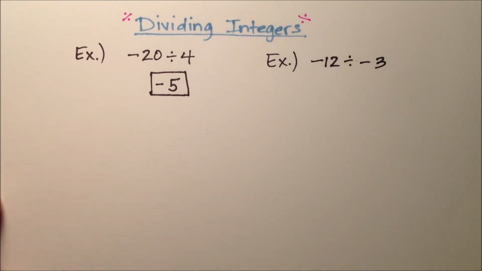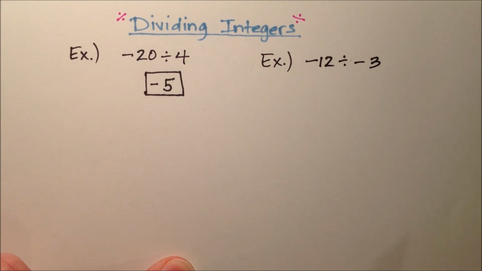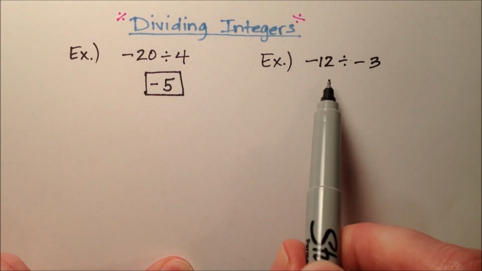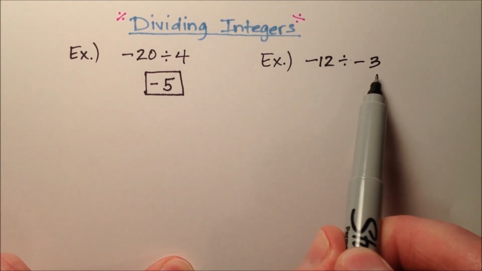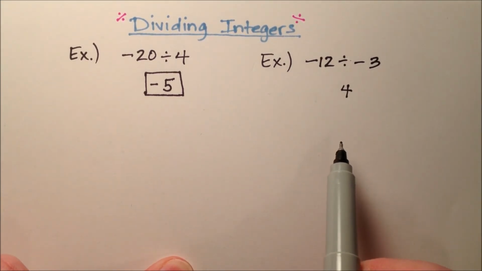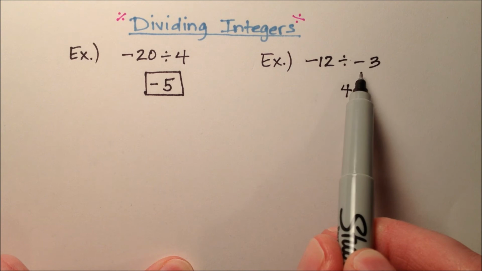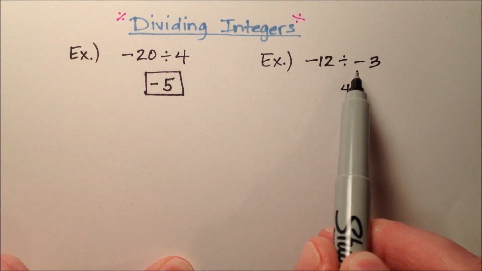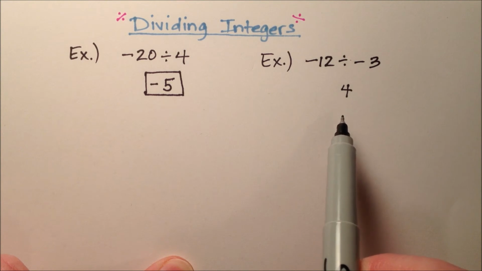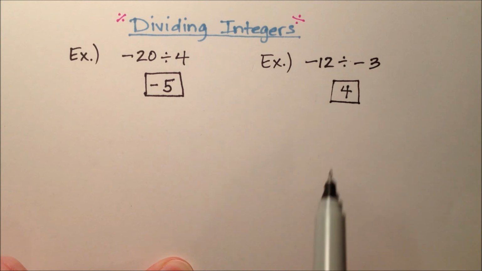Our next example is a negative 12 divided by a negative 3. So the first part of this is just to take the whole parts, 12 divided by 3. And this answer is going to be 4. Now we need to consider how many negative signs there are. In this problem, it's a negative divided by a negative, which means there's an even number of negative signs. There's 2 of them. So these negatives will cancel each other out, leaving our quotient to be a positive 4.